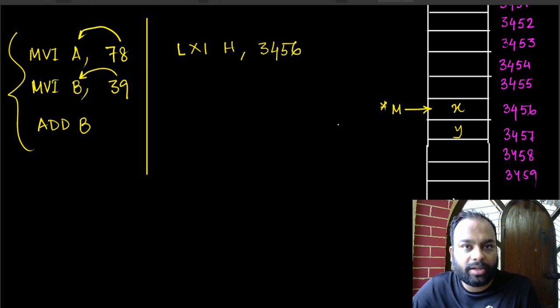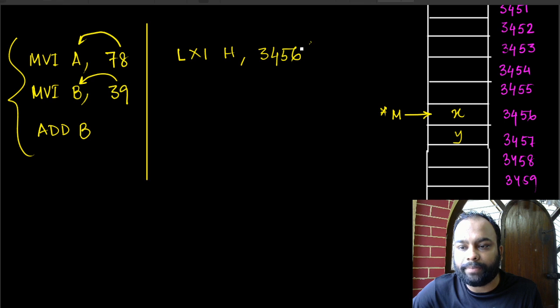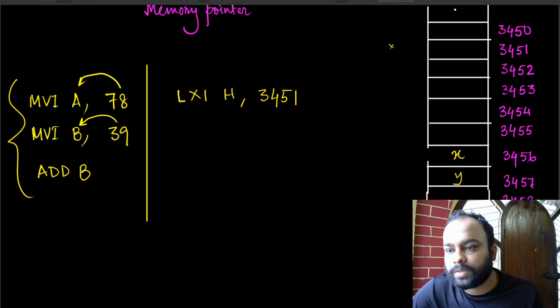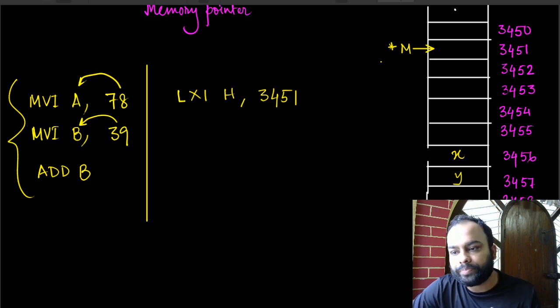You get the point? So again, if instead of this, it was something like, say for example, 3451, then M would be pointing to this memory cell, and whatever value is contained within that memory cell. Do you get the point?